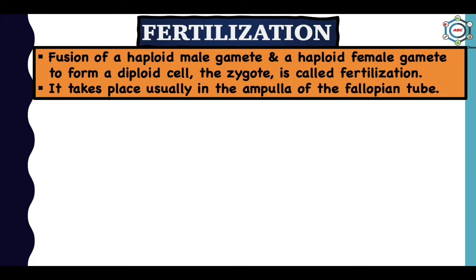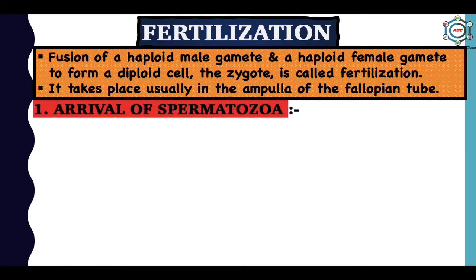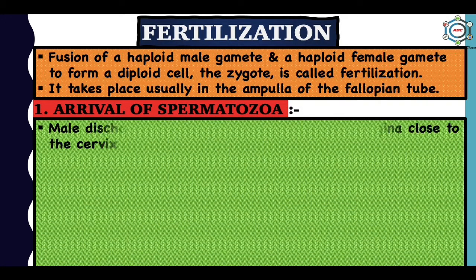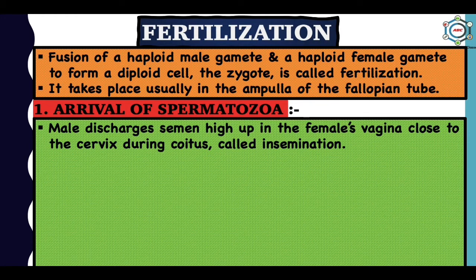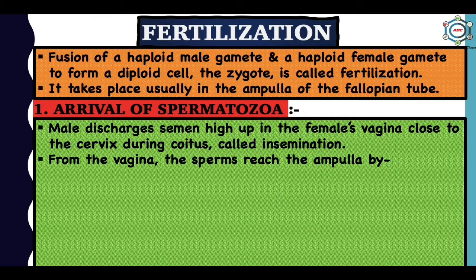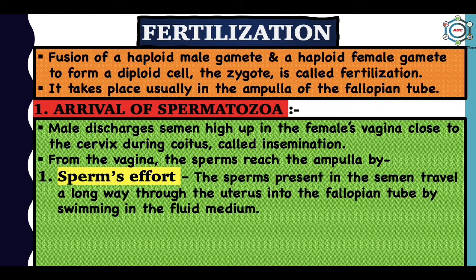Now, in the process of fertilization there are many steps, in which the first step is the arrival of spermatozoa. The male discharges semen high up in the female's vagina close to the cervix during coitus, which is called insemination. From the vagina, the sperms reach the ampulla by two processes, in which the first one is the sperm's effort.